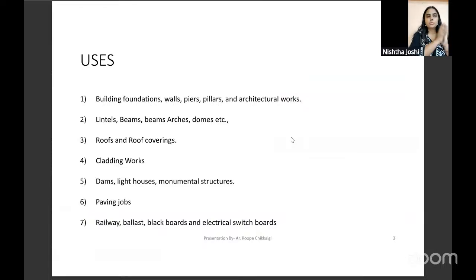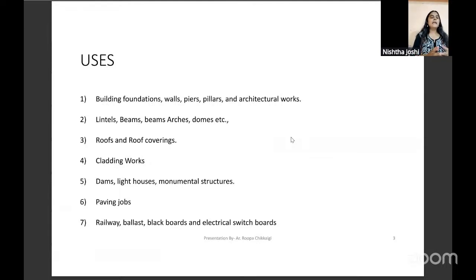Just like brick, stone is also a very versatile material which can be used for construction of so many parts of the building. So, what are the different uses of stone? Let's just understand that quickly. It is used for making building foundations, walls, piers, pillars. It is used for making structural members of the buildings like lintel, beam, arches, domes, etc. It is used to make roof and roof coverings like roof tiles. Slate is a very common type of stone which is used for making slate tiles or slate roof coverings.